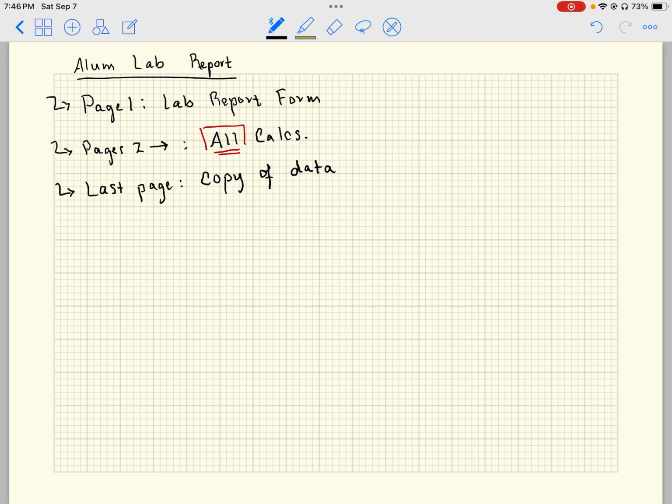So this is the information for the Alum Lab Report. For page 1, I want the lab report form filled out. For pages 2 and on, notice I want all calculations. That means every calculation that you could do, I want to see it. And then on the last page, I just want the copy of the data from lab. So that way I can follow through with whatever data you have based on the calculations.